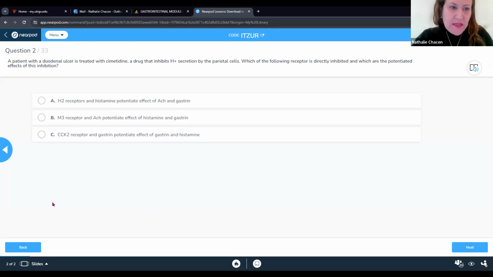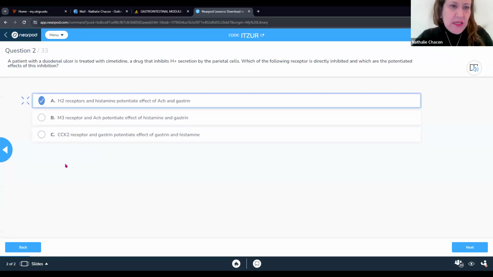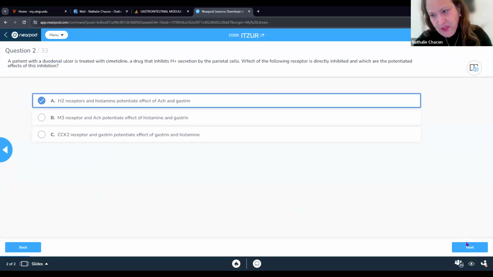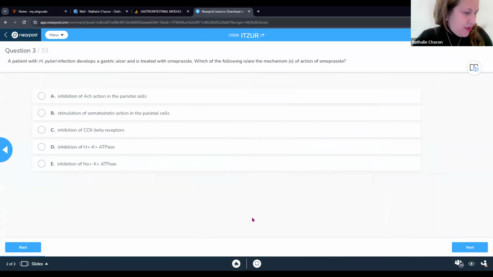So it does not have M3 receptors affect. This one does not have nothing to do with gastrin, so I am eliminating that. CCK receptor gastrointestinal affects the histamine. No, it does not have to do with CCK2 receptor. No, so it is only that one the correct answer. Okay, let's go to number 3.